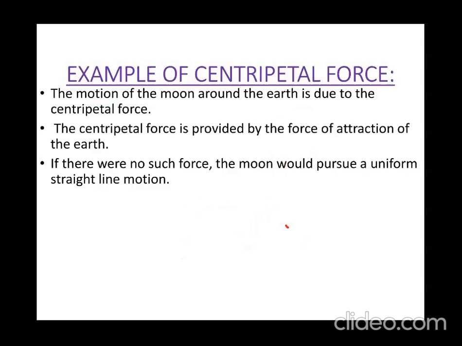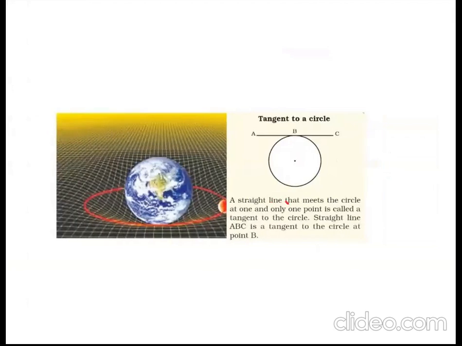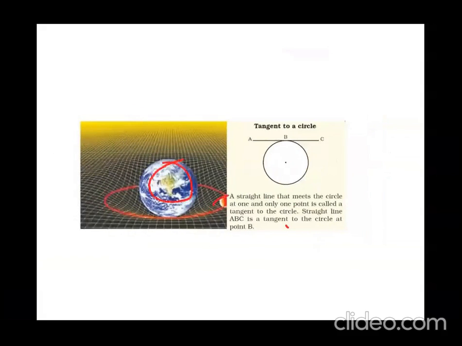Next is, children, let's see the next example of centripetal force. The centripetal force, who provides? Earth provides, right? And if there is no centripetal force, then what will happen? Oh God, if there is, children, no centripetal force, then this is your earth, this is your moon, then the moon is going to go away tangentially. Means once it will leave, it is never going to meet earth again, right? In which direction it will go? In the direction of tangent to the circle. Tangent to the circle. Tangent is a line which touches the circle at only one point.